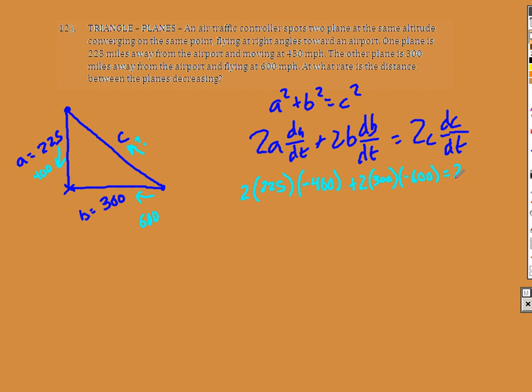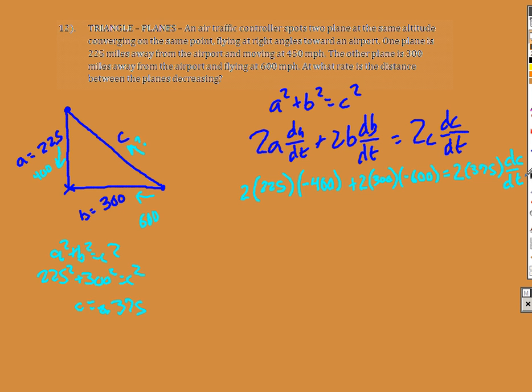And then over here, 2 times C. Well, what is C? C we can find the same way we've done before. It's with A squared plus B squared equals C squared. A is 225 squared. B is 300 squared. That means C squared is whatever's left in that right triangle. C will equal the square root of that, which when you plug in, it's 375. So 2 times C is 750 times dC/dt.